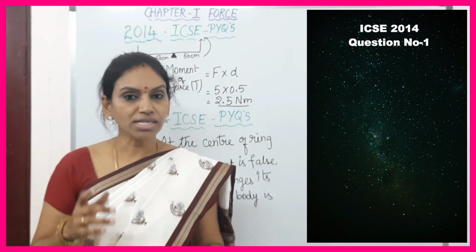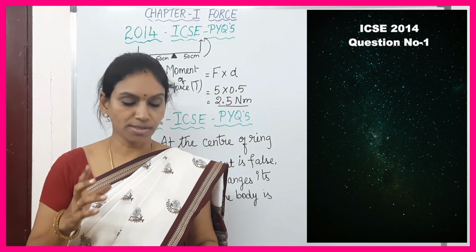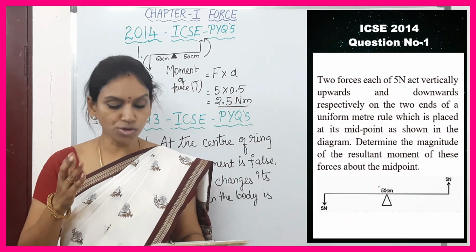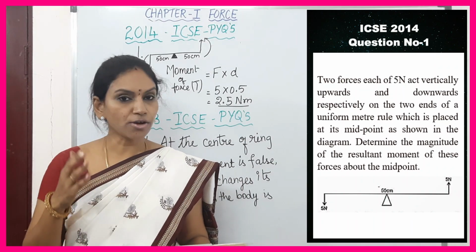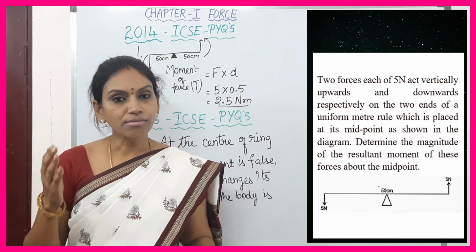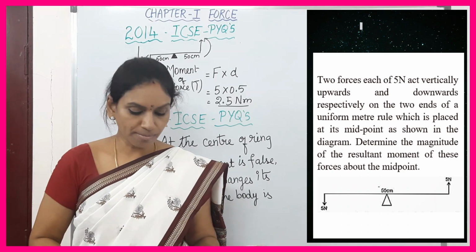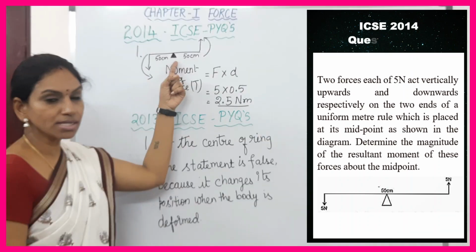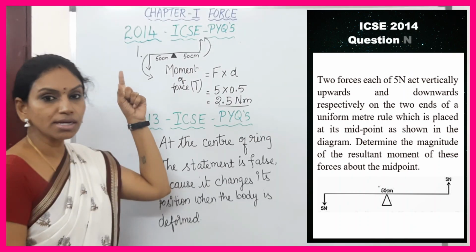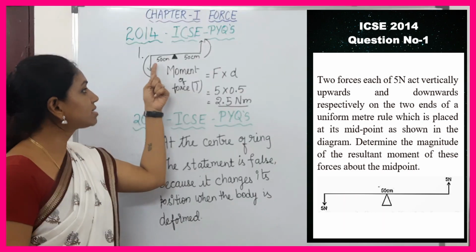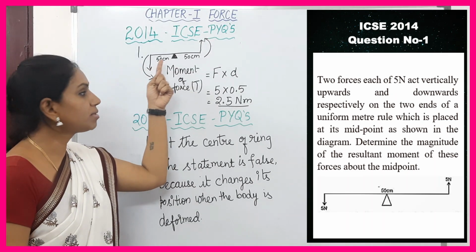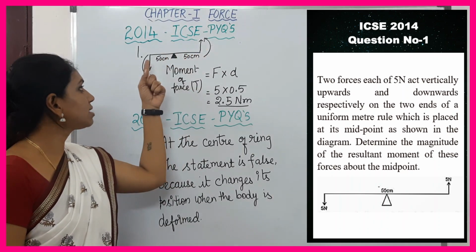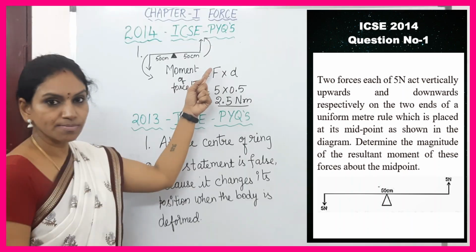This year they have asked only one mark question. The question is, determine the magnitude of resultant moment of forces about the midpoint. They have given the diagram. So see the diagram, the midpoint, which means it's of 100 centimeter. Midpoint means on one side it is 50 centimeter and on the other side it is 50 centimeter. Two forces acting on opposite sides.